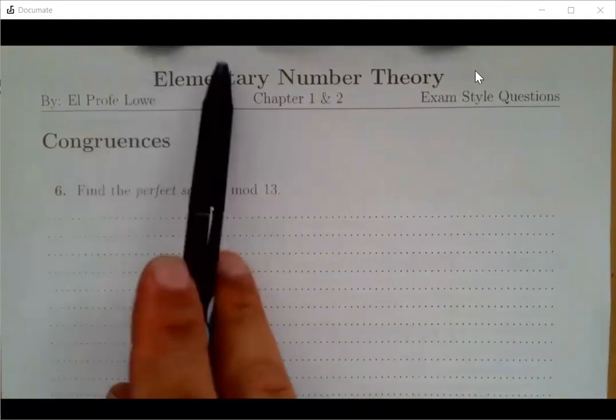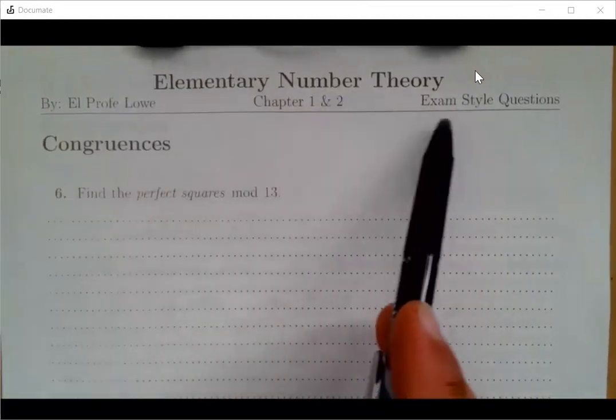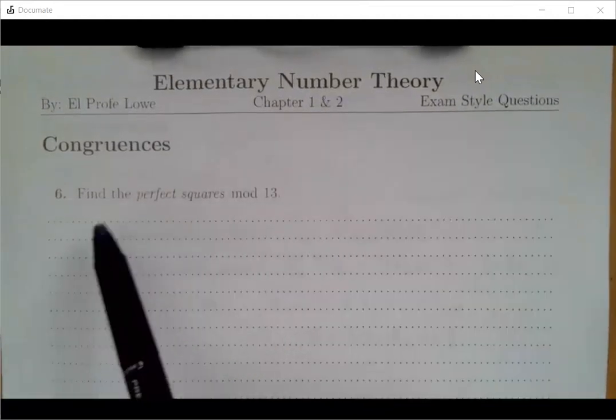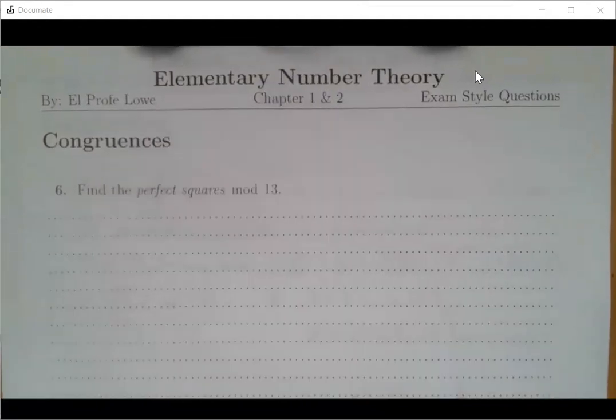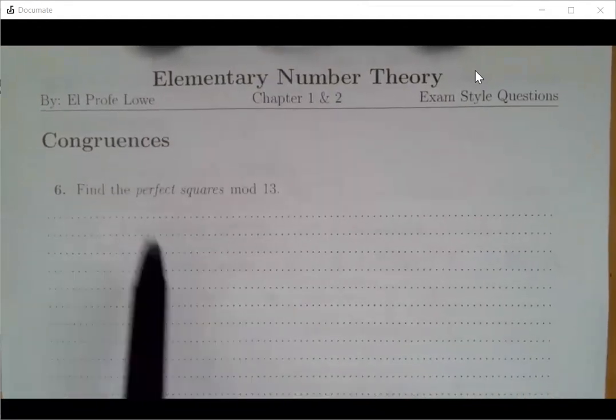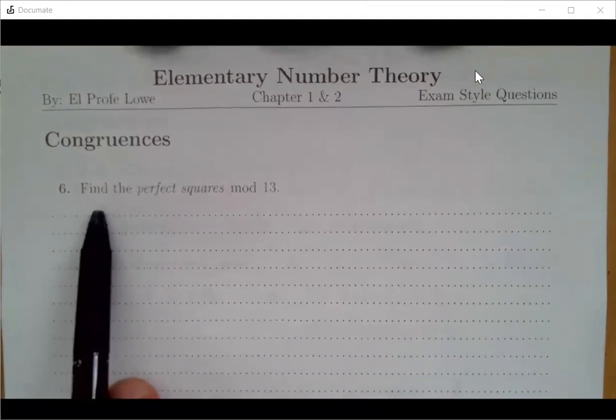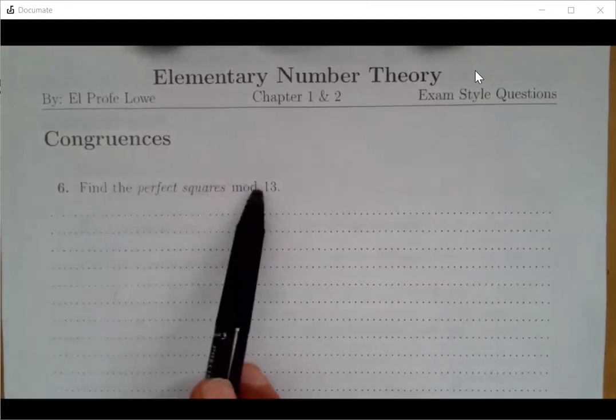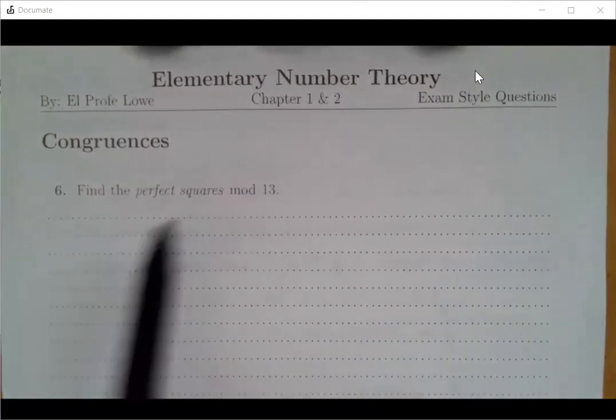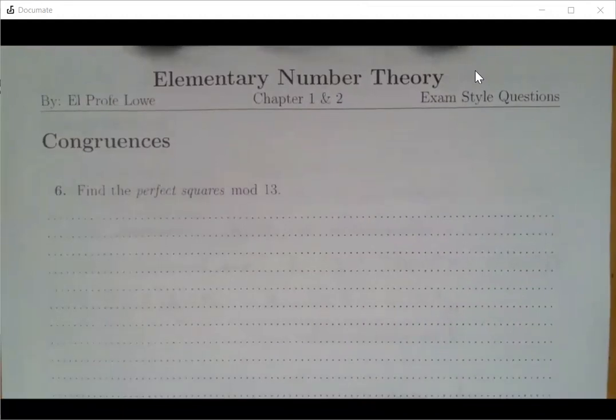I'm going to do some elementary number theory, looking at some exam style questions and working with congruences. So this question asks us to find the perfect squares modulo 13. In other words, find what would be the possible remainders when you group any perfect square in groups of 13.